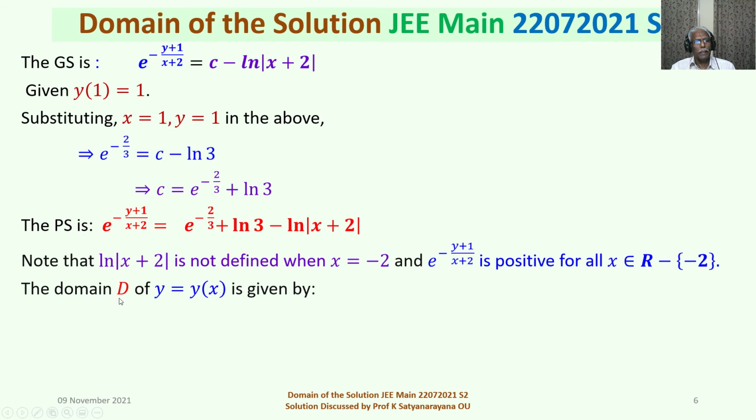The domain capital D of y = y(x) is given by D, the set of all those x belongs to R, x not equal to -2, such that e^(-2/3 + ln 3 - ln|x + 2|) is greater than 0. Why? This is precisely e to the power. So the exponential will always give positive values greater than 0. So that is the domain.